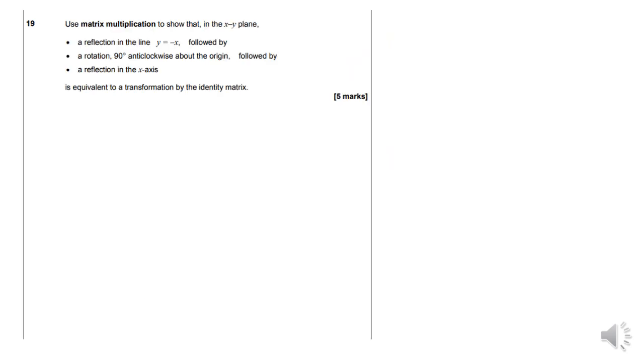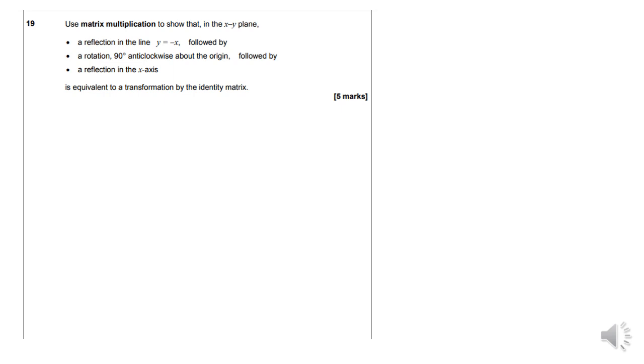Right, this question is really quite tough. I'm going to run a session after the holidays before your papers start on transformation matrices, but I'll try and do my best to give you a little bit of an idea of what they look like.